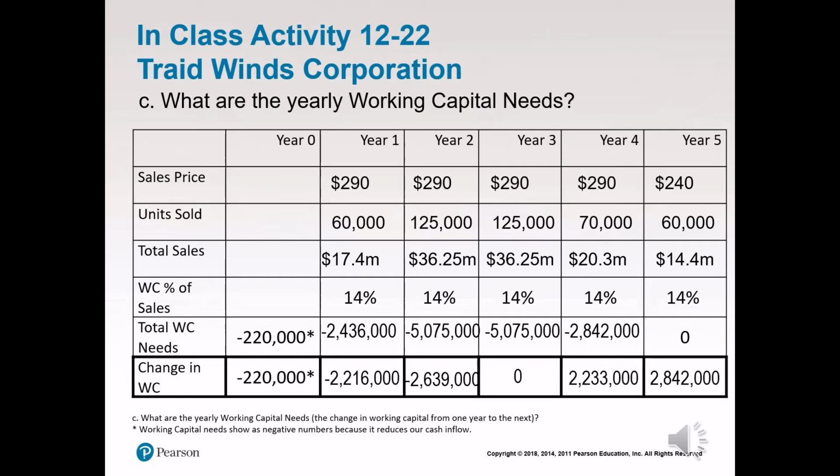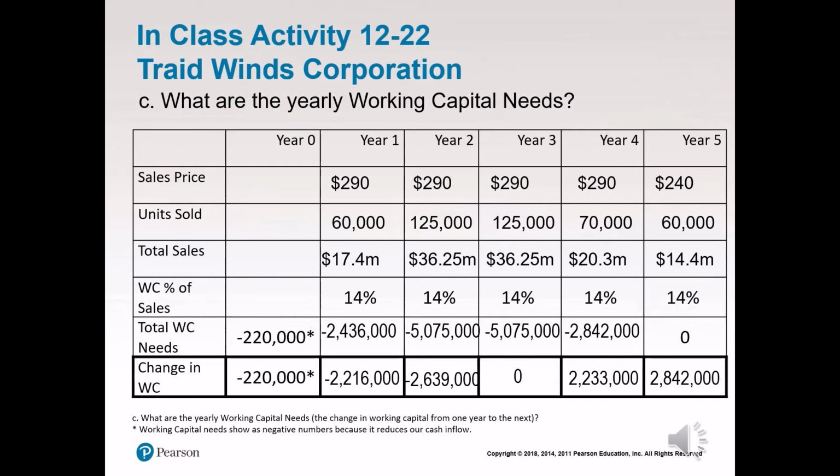Year 4, our working capital needs, you can see, are decreasing. That's because our sales are decreasing. Sales are only $20 million in year 3. 14% of that means that we need $2,842,000. We've already set aside $5,075,000. So now our change in working capital is a positive number. We're no longer growing our working capital. We're now recuperating our working capital.